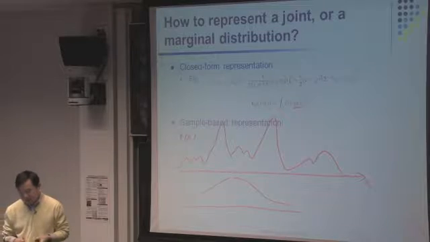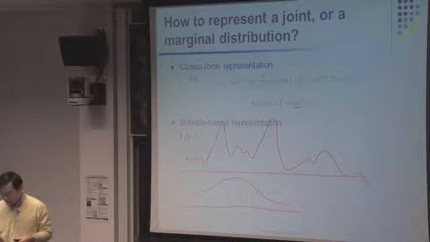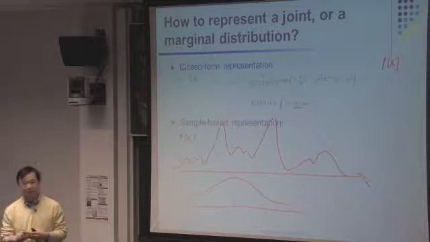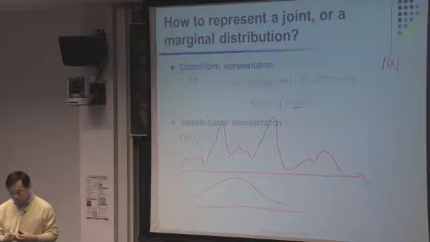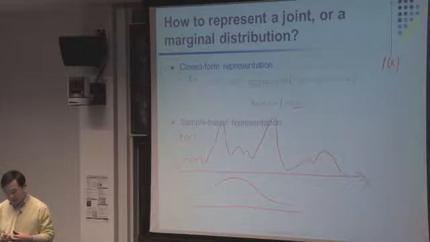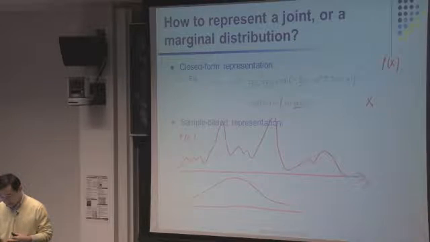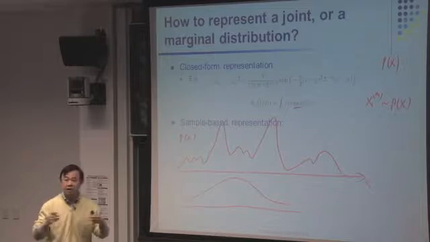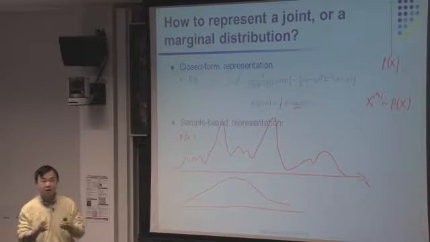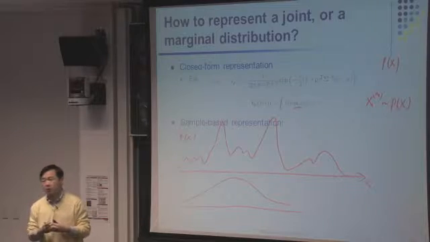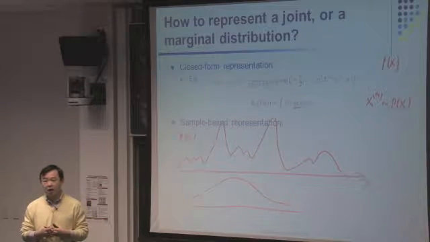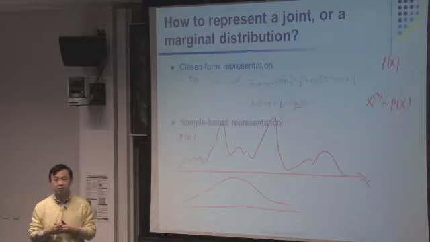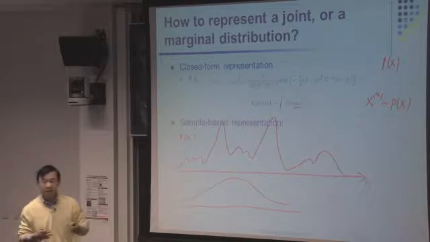So the sampling-based method is a different approach. Instead of maintaining P of X, which is a closed form distribution, I'm going to maintain a collection of samples, let's call them XM. And I assume that these XM are drawn from this distribution. If you get a lot of such XM, then their cumulative probability function should actually follow this definition.